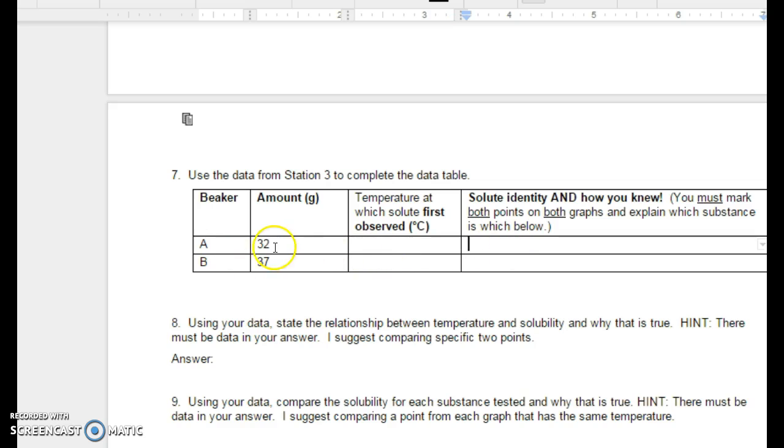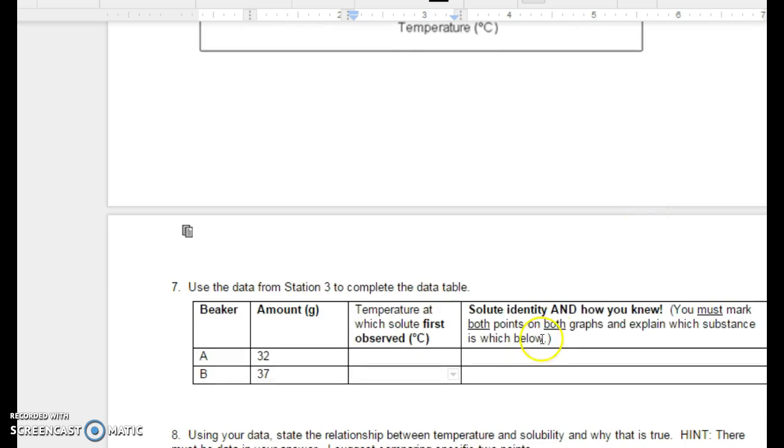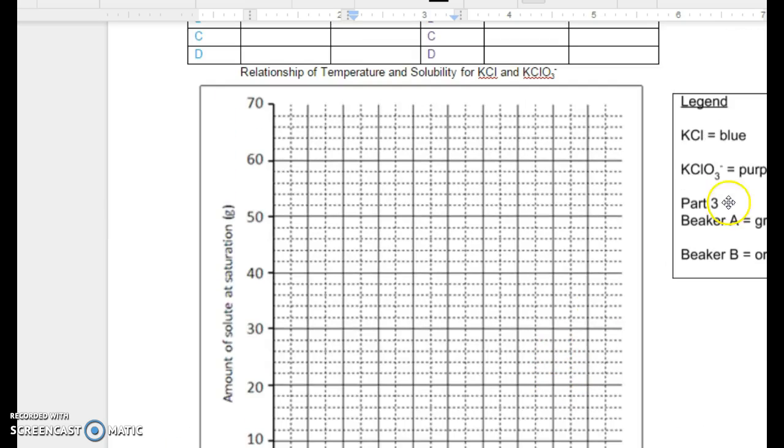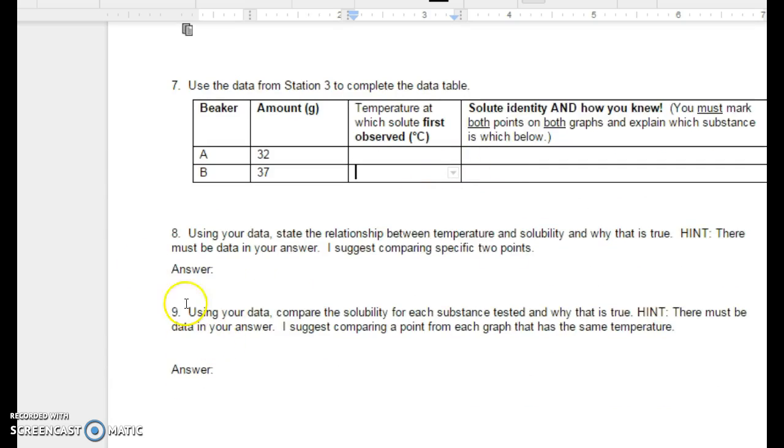Then plot these points, 32 in this temperature, 37 in this temperature on the graph above, and tell me, is it KCl or KClO3 based on which best fit line is the closest to your dot? So you must mark both points on both graphs and explain which substance is which. So this is KCl because it was closer to the blue KCl best fit line. That's what I want. Or if it's the other one.